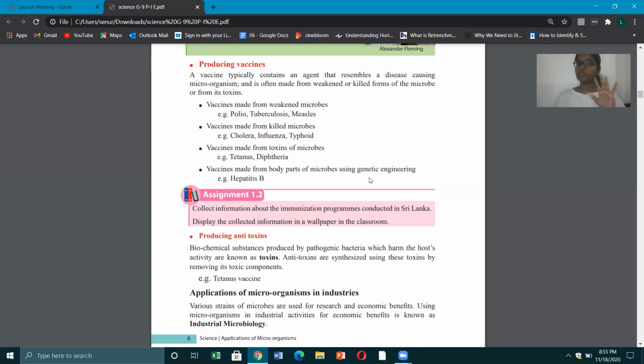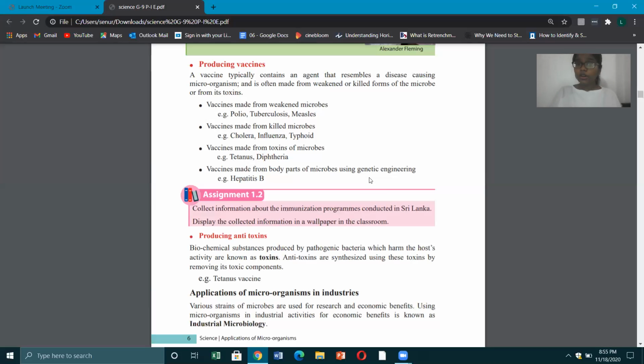There are 4 types of vaccines, depending on the form of microorganism that is being used. If you take the first one, there are vaccines made from weakened microbes. These microbes cannot have a very active metabolism. These microorganisms have been weakened. So weakened microbes are used to make the vaccines.